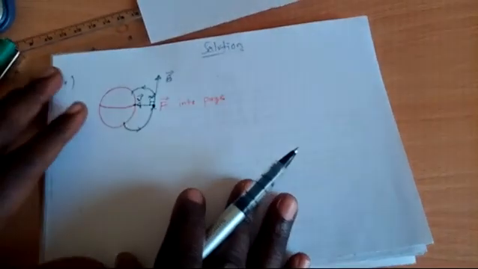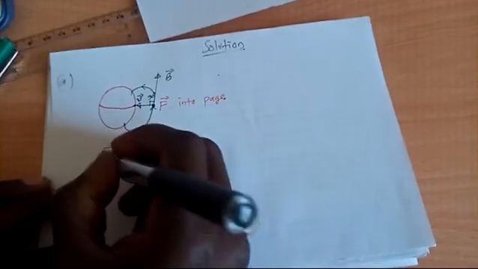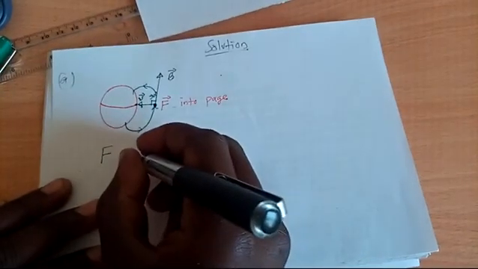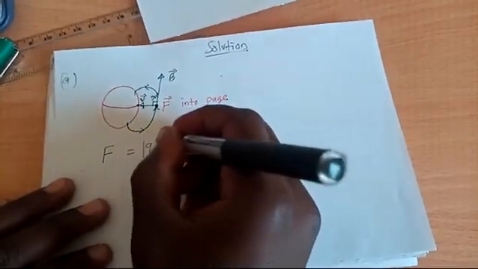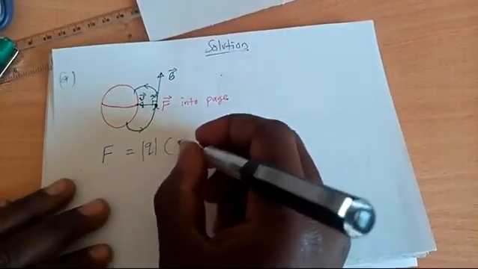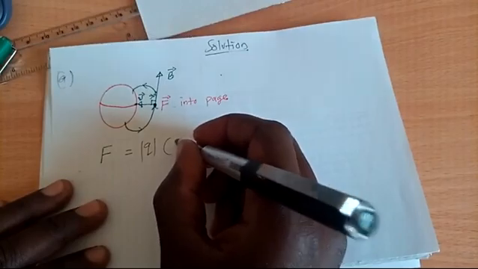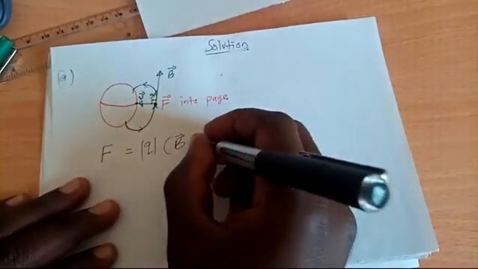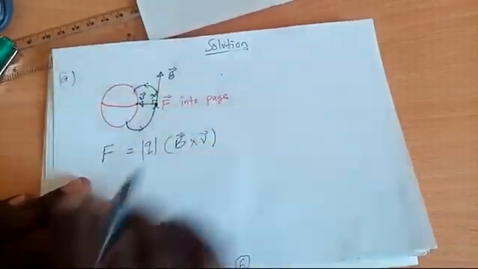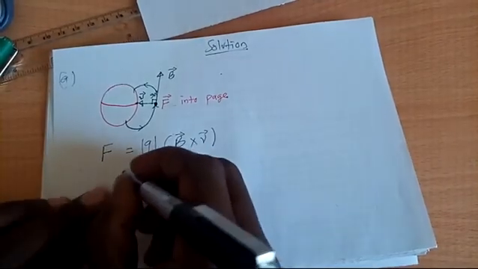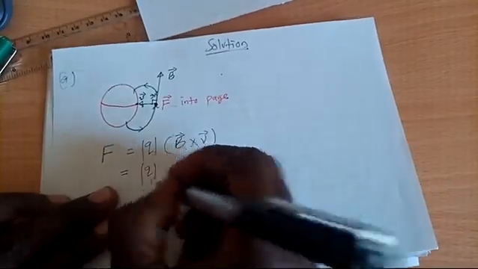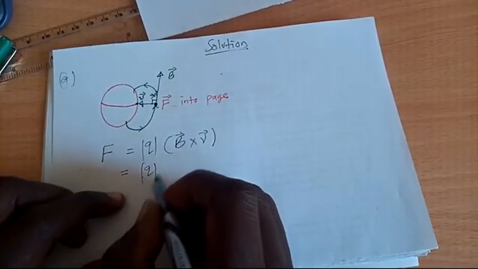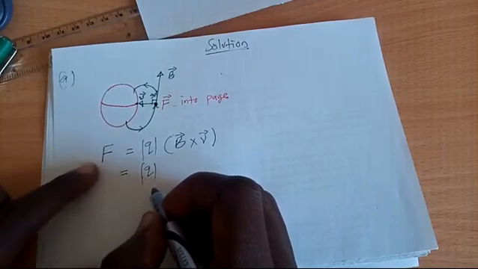The formula we are going to use says that the magnitude of the force on a charged particle moving in a magnetic field is equal to the magnitude of the charge itself multiplied by the cross product of the field and the velocity of the charged particle. See that? This is the formula. Now we have this magnitude of the charge. This bracket is important because if the charge is negative, the bracket will cancel the negative sign and you have a positive value of the charge.